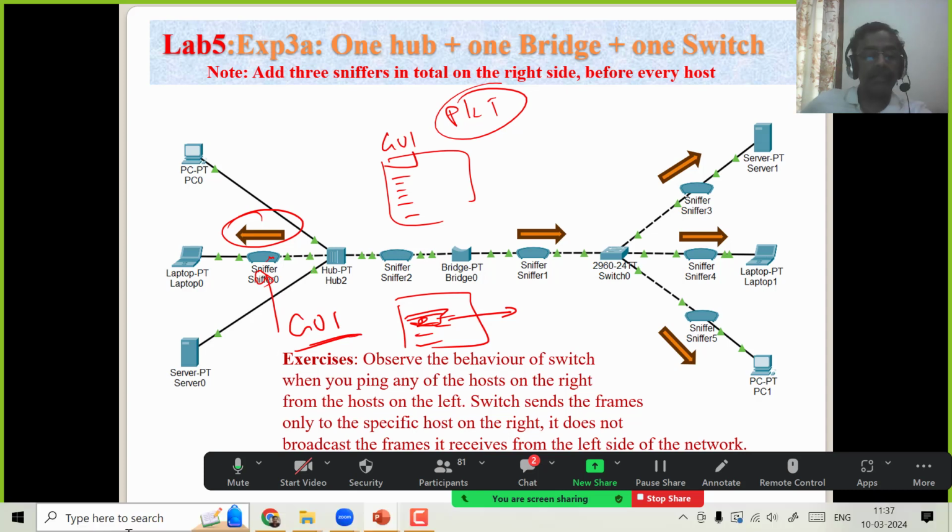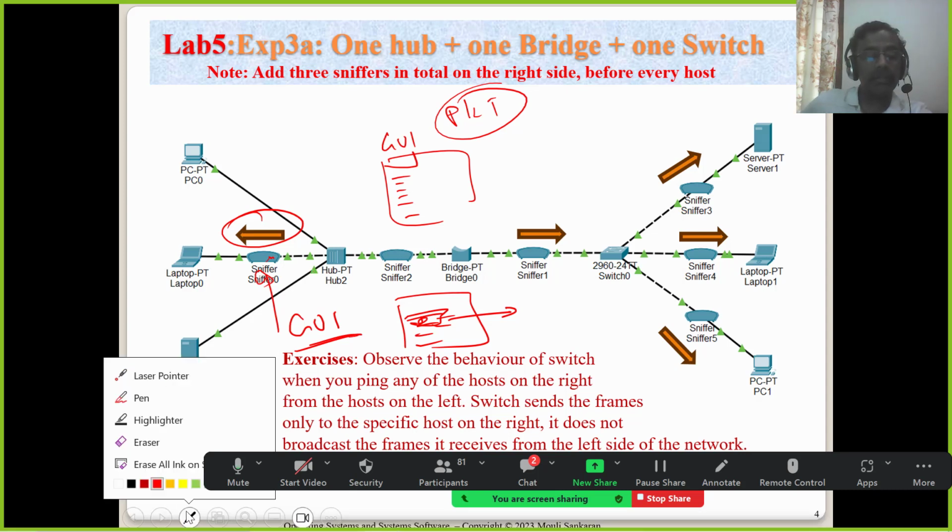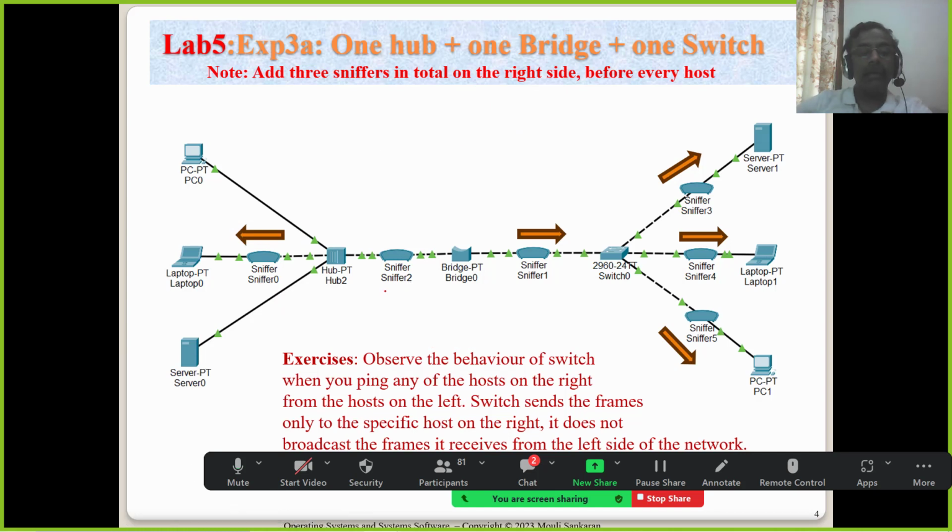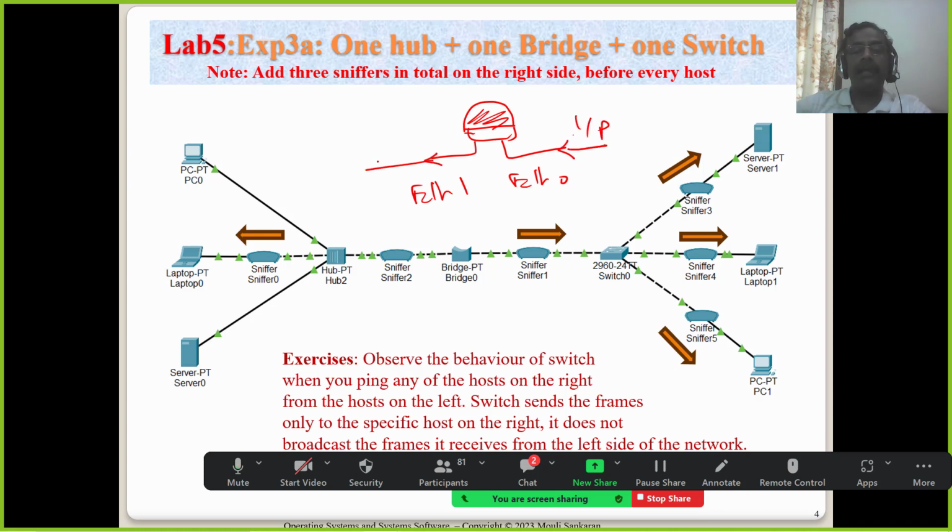Now what will it see? That's the question that Amir wants me to explain. There is a sniffer device provided by our friends, the Cisco Packet Tracer guys. It's not looking like a sniffer, it looks like a helmet. It has two ports, Ethernet 0 and Ethernet 1. Now this is considered to be an input, and this is considered to be an output.